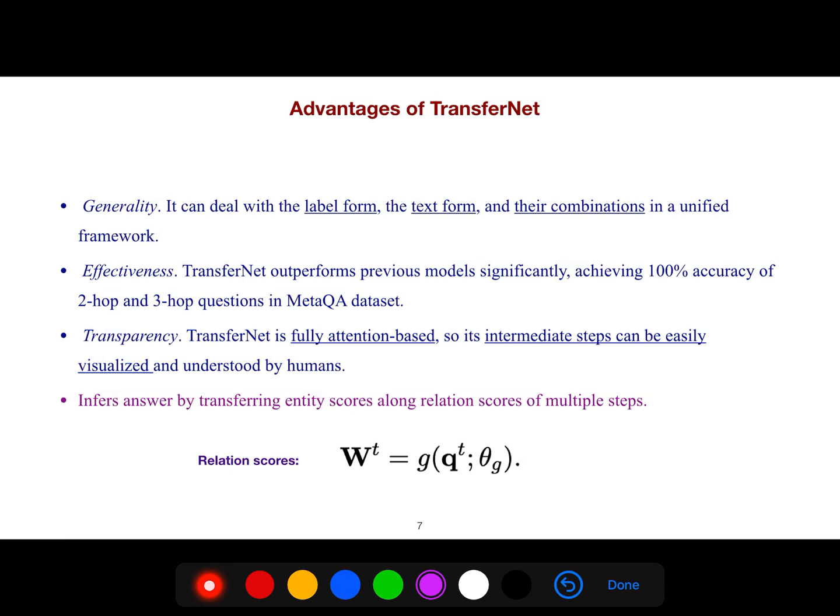Effectiveness: the TransferNet outperforms previous models, achieving 100% accuracy. It's not strange because 2-hop and 3-hop questions are very easy, especially on MetaQA datasets. Transparency: TransferNet is fully attention-based. It's a kind of self-attention like the transformer network, where you have keys. So its intermediate steps can be visualized.